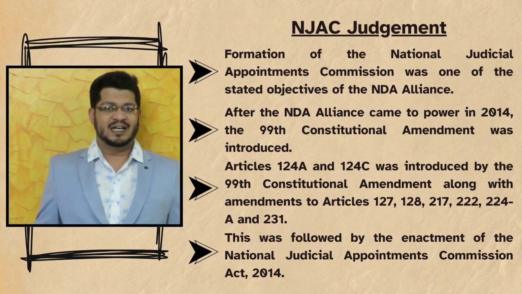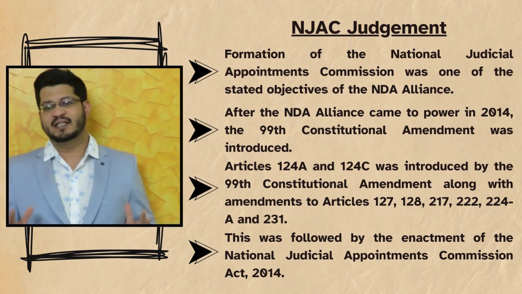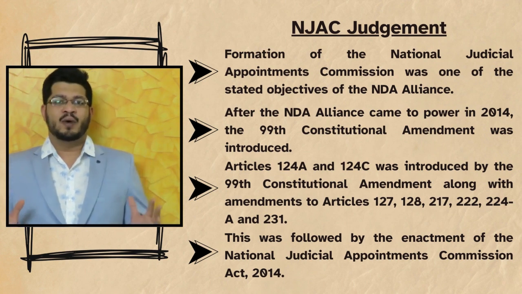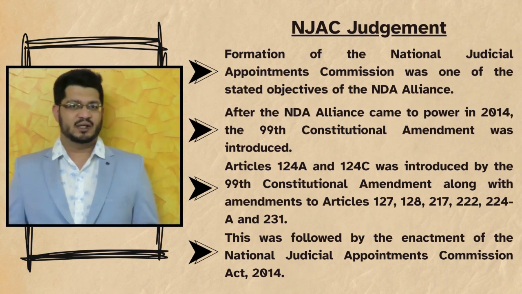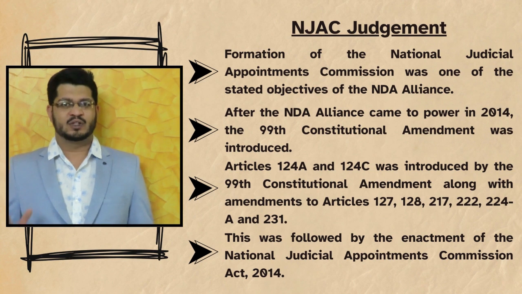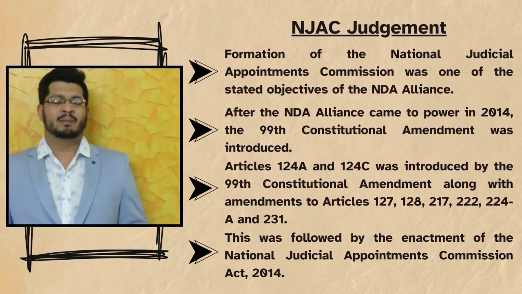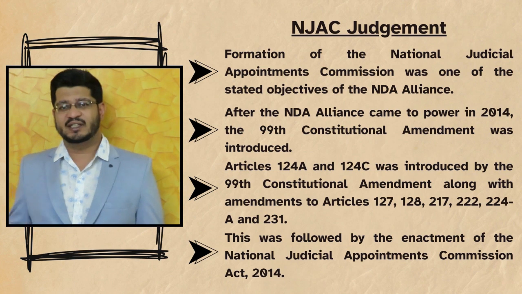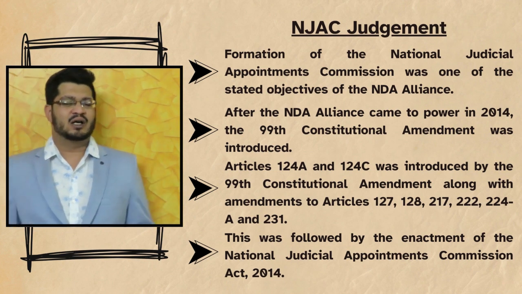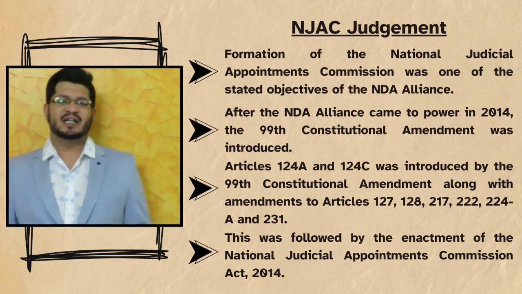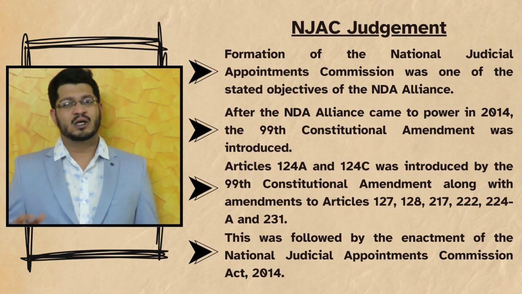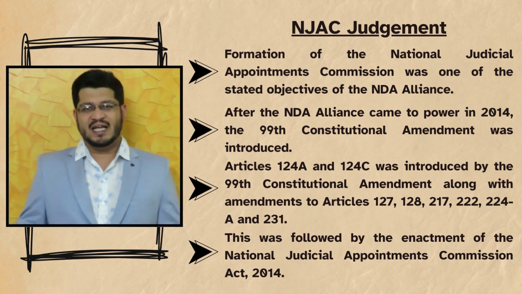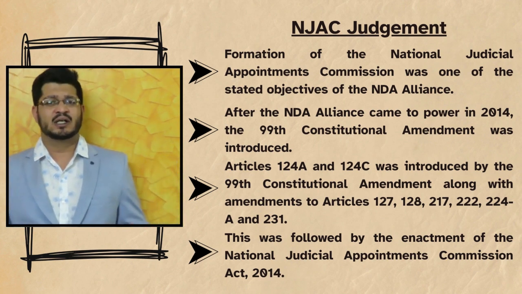First of all, one of the agendas of the NDA alliance before the 2014 elections was the introduction of the National Judicial Appointments Commission. So, when the NDA government came to power in 2014, they immediately introduced the 99th Constitutional Amendment. By virtue of the 99th Constitutional Amendment, Articles 124A and 124C were introduced into the Constitution, along with several changes being made to other articles pertaining to the power to appoint judges to the Supreme Court and the High Court. And finally, this was followed by the enactment of the National Judicial Appointments Commission Act 2014.